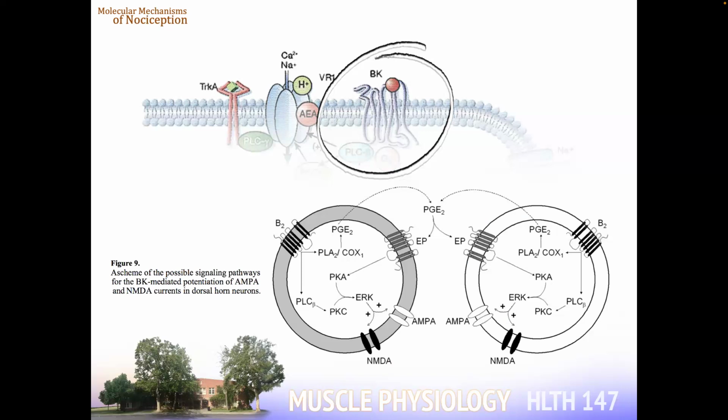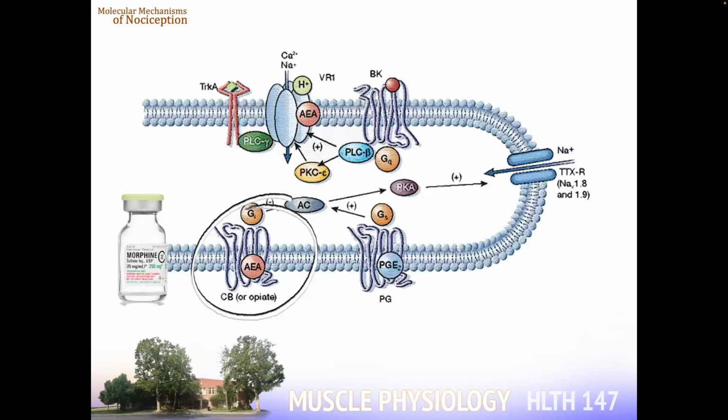And B2, which you also see, that's a bradykinin receptor. So bradykinins do a lot, but keep prostaglandins fresh in your mind, because we'll talk about them in just a minute. Down here, you see a receptor for CB or opiate.